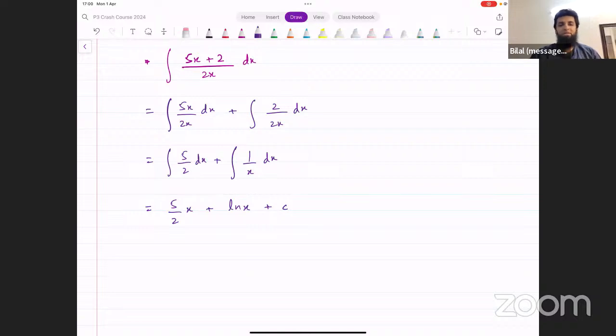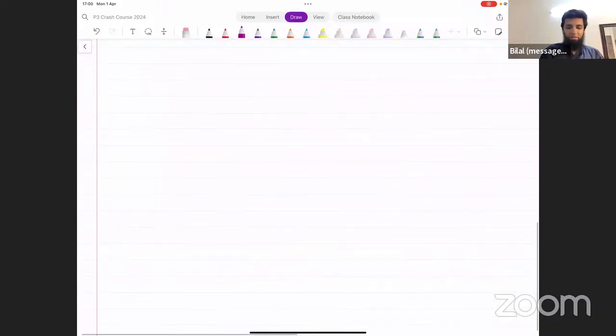Okay, so this is how we can use this rule sometimes like this. Now let's try a past paper question that uses some of these concepts. So let's say you have something like this, 10x squared plus x plus 1 divided by 2x minus 3. So I'm taking this from a past paper question. You want to integrate this thing.